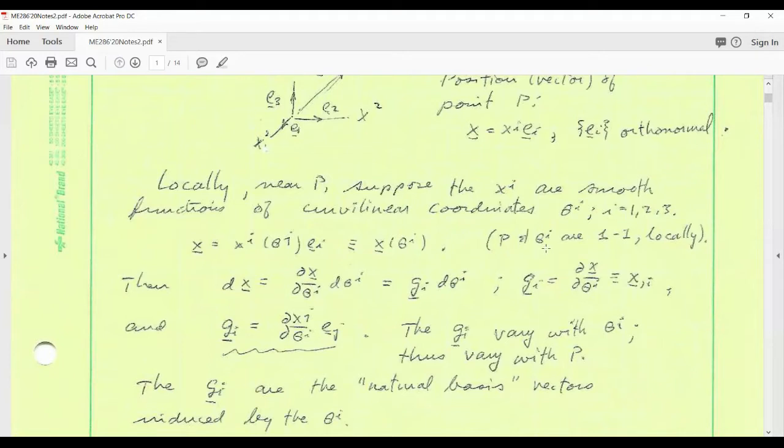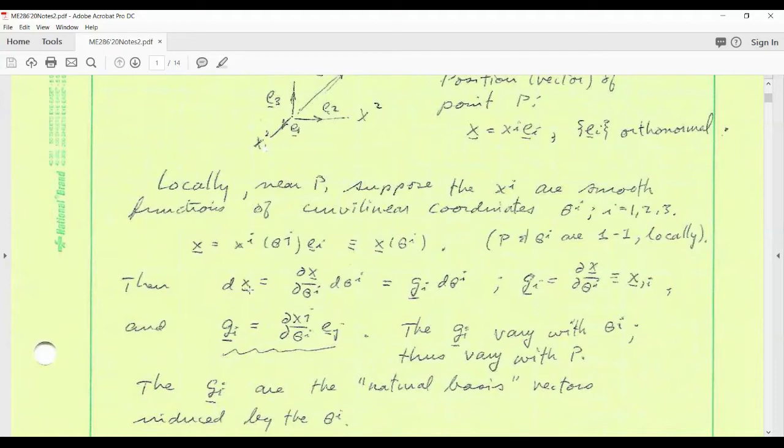For example, in polar coordinates, this one-to-one relationship breaks down at radius equals 0, or at the pole of a sphere in a spherical coordinate system. So we'll assume, however, that those are isolated points where this one-to-one relationship breaks down, so that almost everywhere in the space we have a one-to-one correspondence between the point in space and curvilinear coordinates, theta 1, theta 2, theta 3.